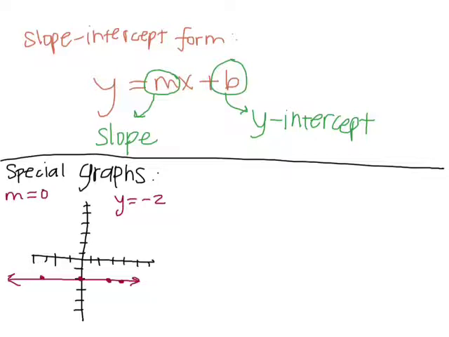So anytime you see an equation that says y equals and then just a single number, that is going to be a horizontal line, or it's going to have zero slope.